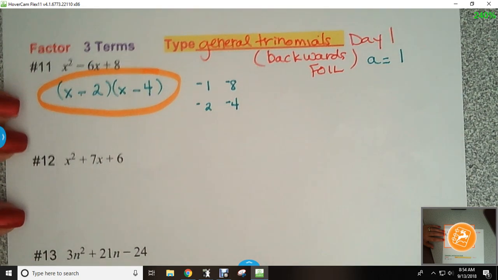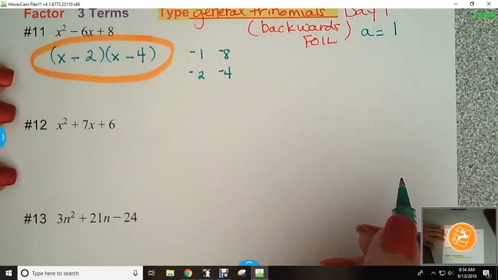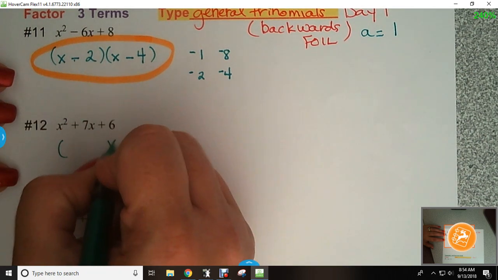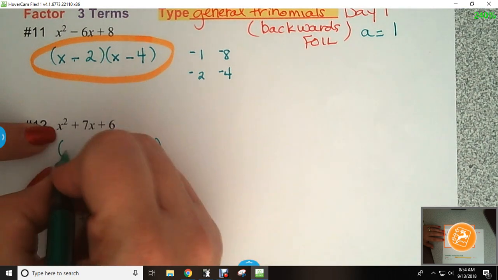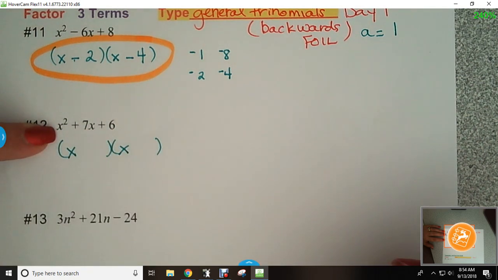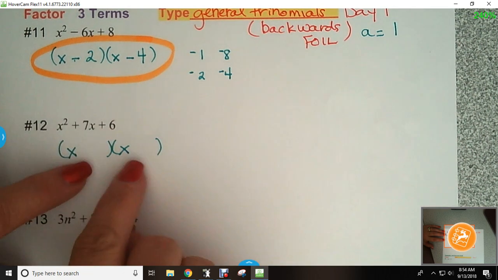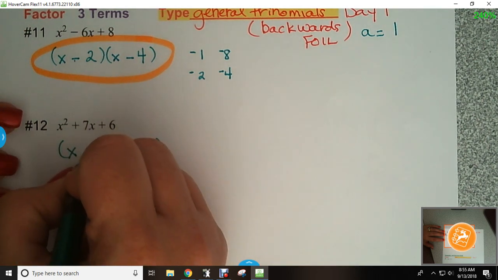Now for number 12. I do not have a greatest common factor. I have 3 terms, so I'm going to go straight to my 2 parentheses. To multiply and get x squared, I'm going to multiply x times x. Because this is positive, I know I'm going to put the same sign in both parentheses. This tells me they are both going to be positive.